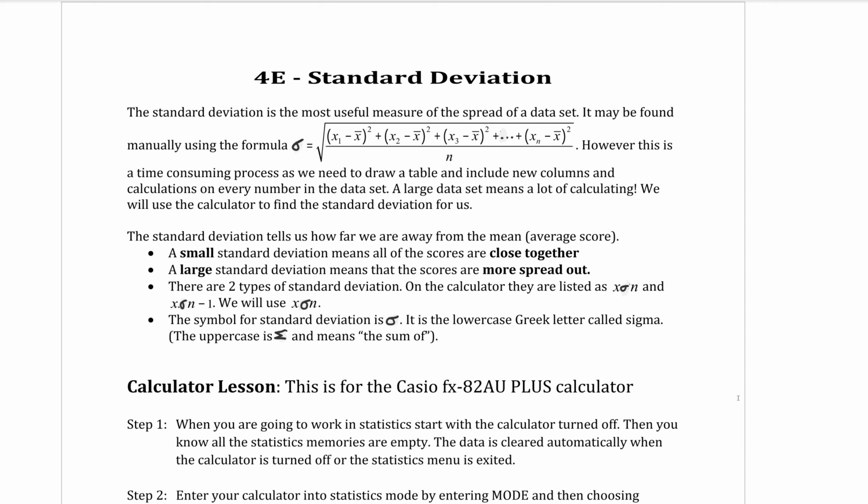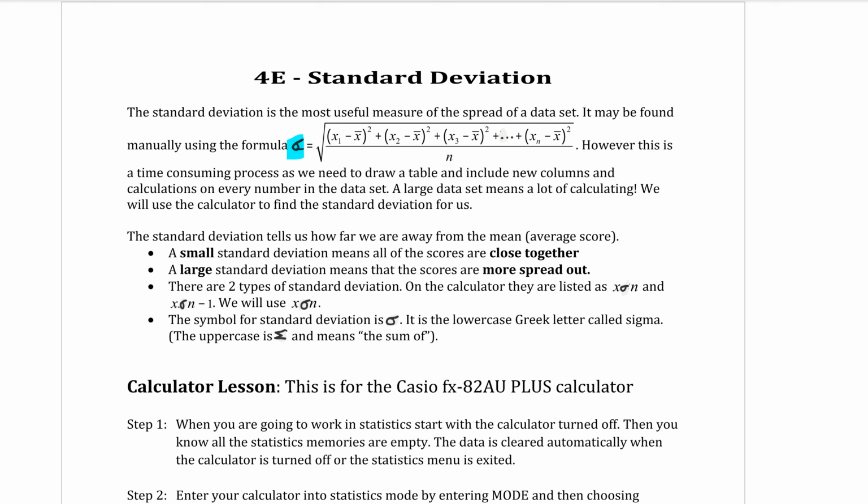To learn about standard deviation. Standard deviation is the most useful method used by statisticians to measure the spread of data. It can be found manually using this lovely formula that you see at the top of your page. Now this symbol here is our symbol for standard deviation. It's like a slightly bent over 6.